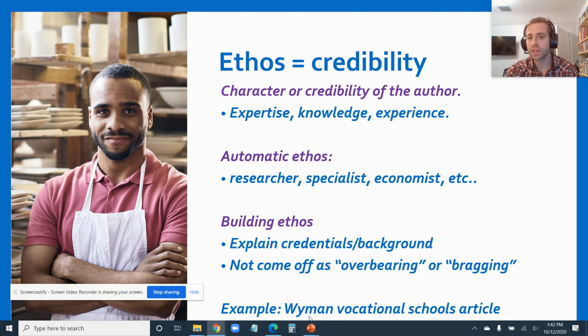A great example is that Nicholas Wyman article that we read about vocational schools, right? Nicholas Wyman is a CEO of a company that looks at hiring and firing people. So his understanding of vocational schools and how that might affect future employment, totally credible from his perspective.